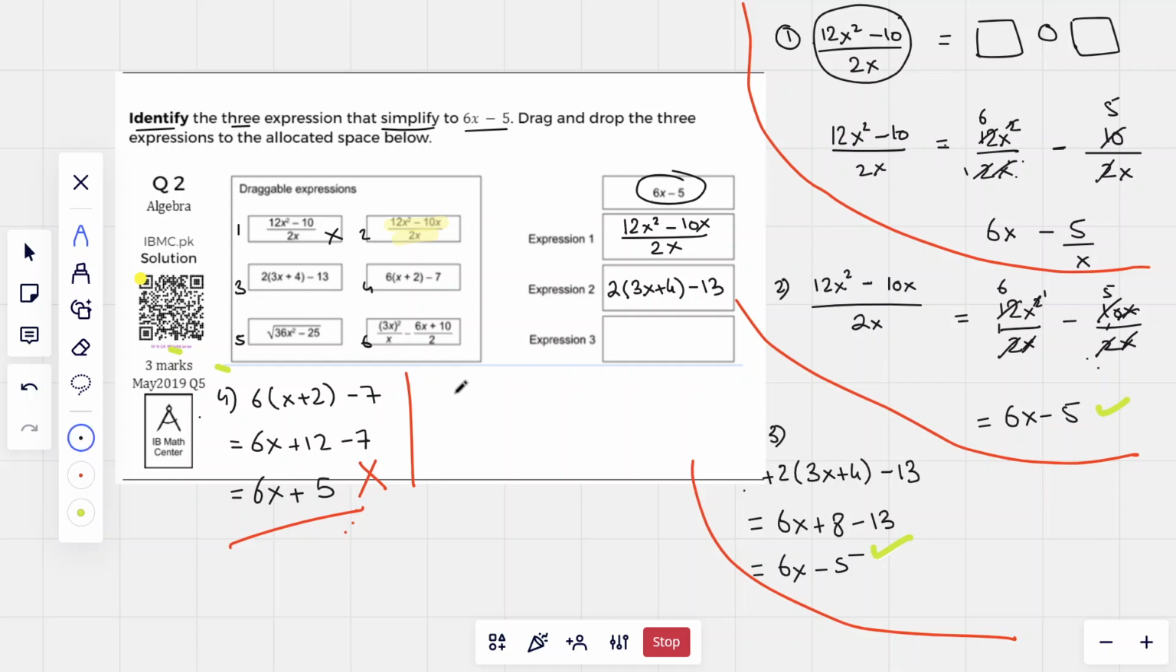Let's see if expression number 5 simplifies to it. We've got a square root sign here. Now, what is this telling us? This is telling us that we've got the square root of 36x square negative 25.